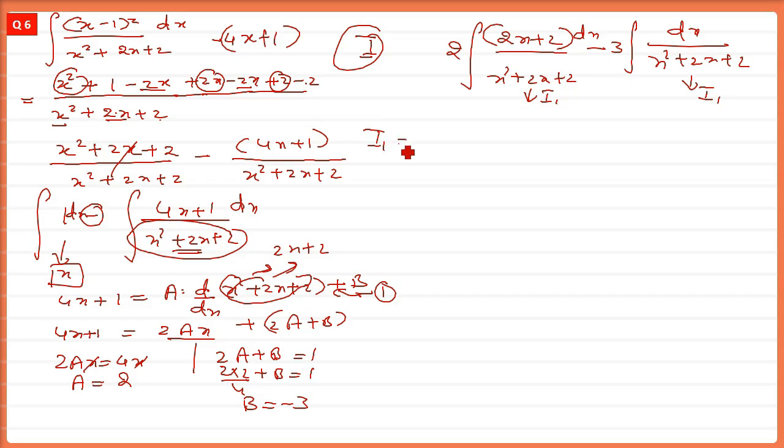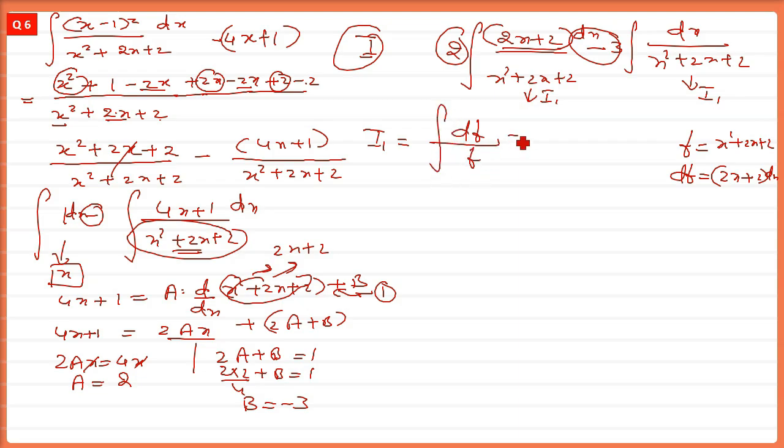I1 will be simply, you know, the numerator is the differentiation of the denominator. So if you take t equals x square plus 2x plus 2, this dt will be equal to 2x plus 2 into dx. So you have got the numerator dt divided by t integration, and this will be log modulus of t plus constant of integration. Call it as c1. So this will be log modulus of t, which was x square plus 2x plus 2, plus constant of integration c1. 2 is already there outside, so I have made it as 2.